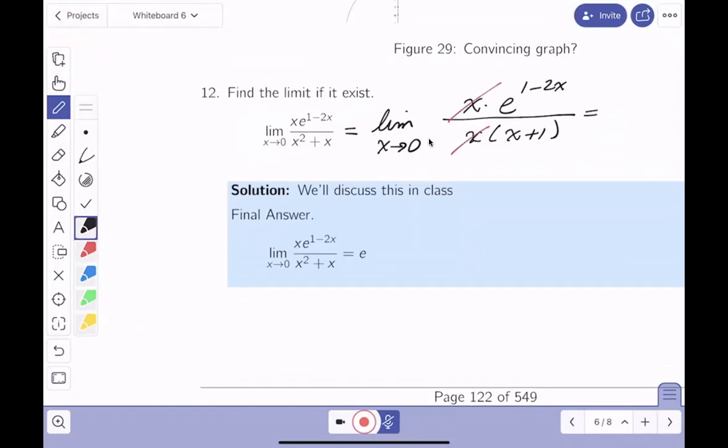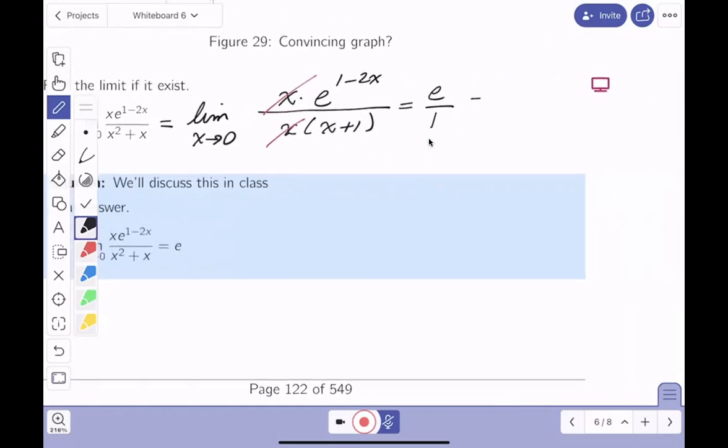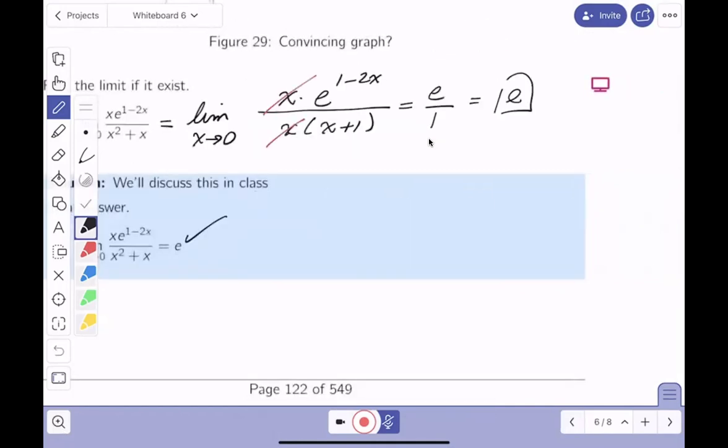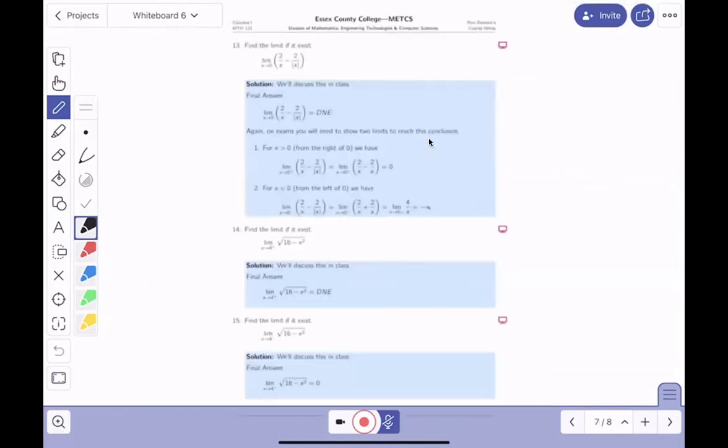What do you get over here? Well, it looks pretty easy. When you go towards 0, the top would be e. And if you go to 0 on the bottom, it would be 1. So what's the limit of that thing over there? Just a. Okay, that's done. The next question. Make sure I did the right thing. Yes, 12. Let's go 13.